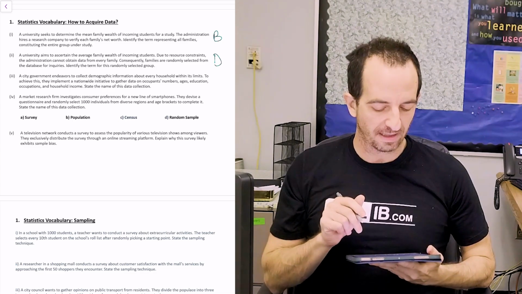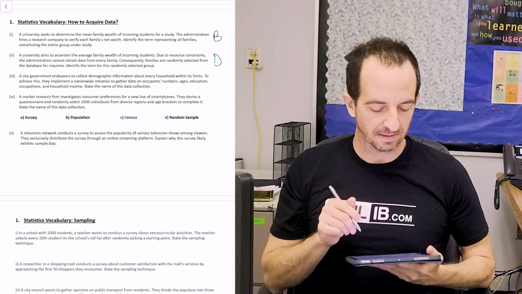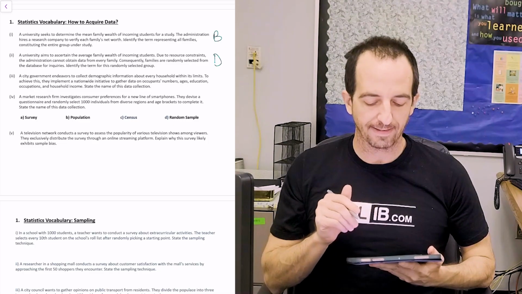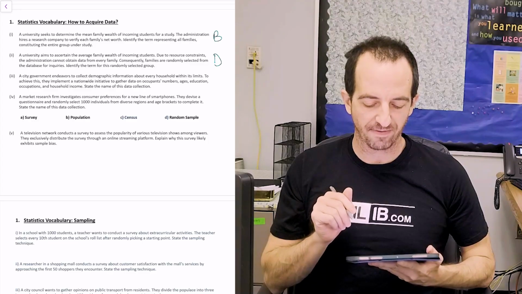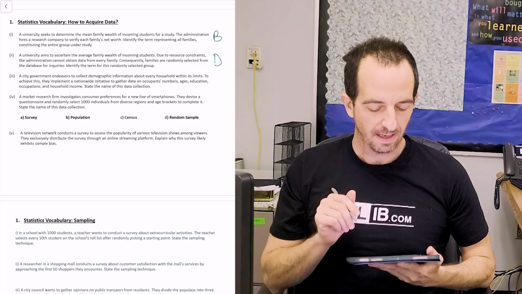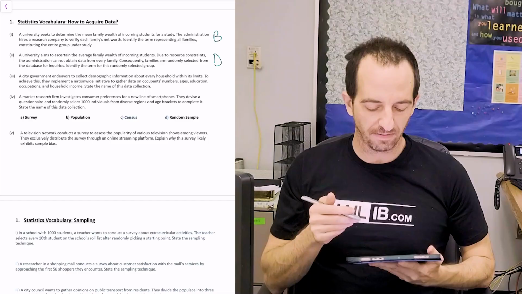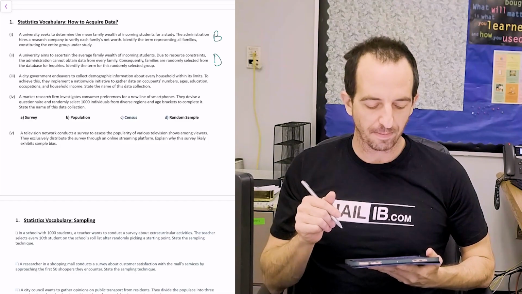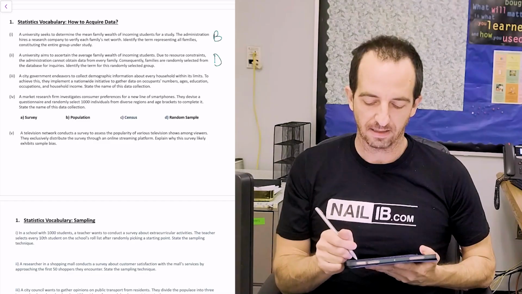Now we wanted to look at the vocabulary words survey versus census. So in part three, we're told that a city government is looking to collect demographic information about every household within its limits. They implement an initiative to gather data from the entire population, from everybody. State the name of this type, and this is known as a census.